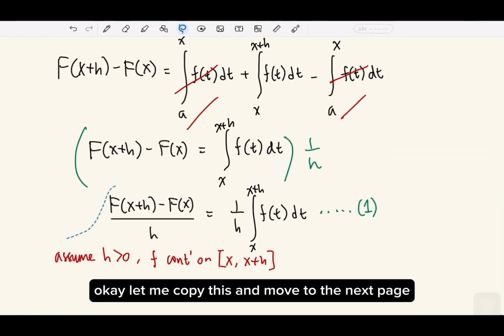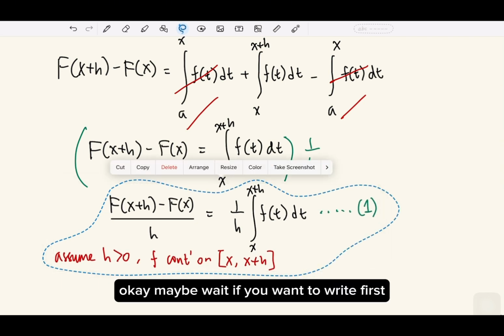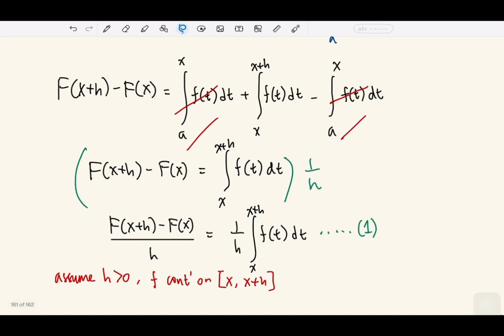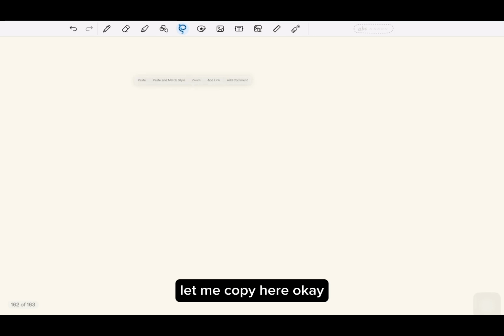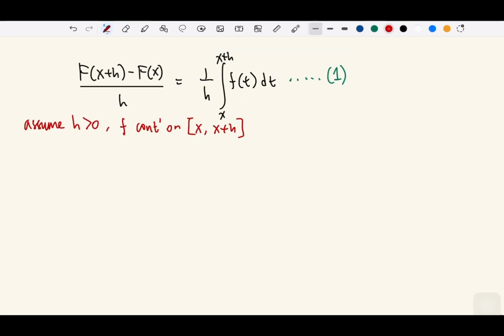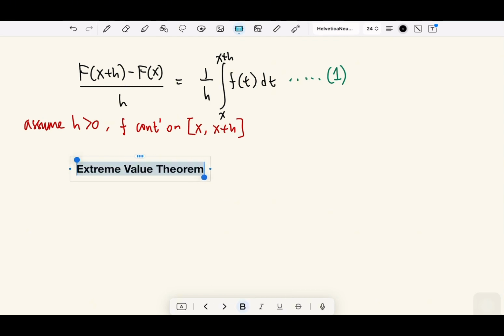Okay, let me copy this and move to the next page. Now, the next part is the extreme value theorem. Let me write first.